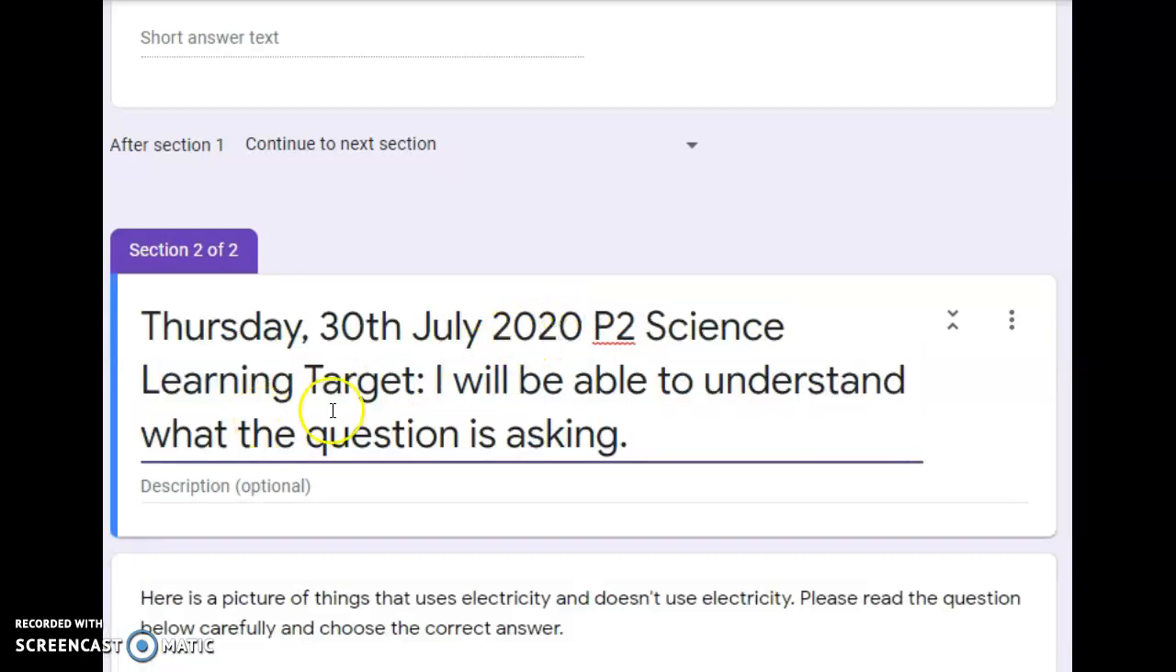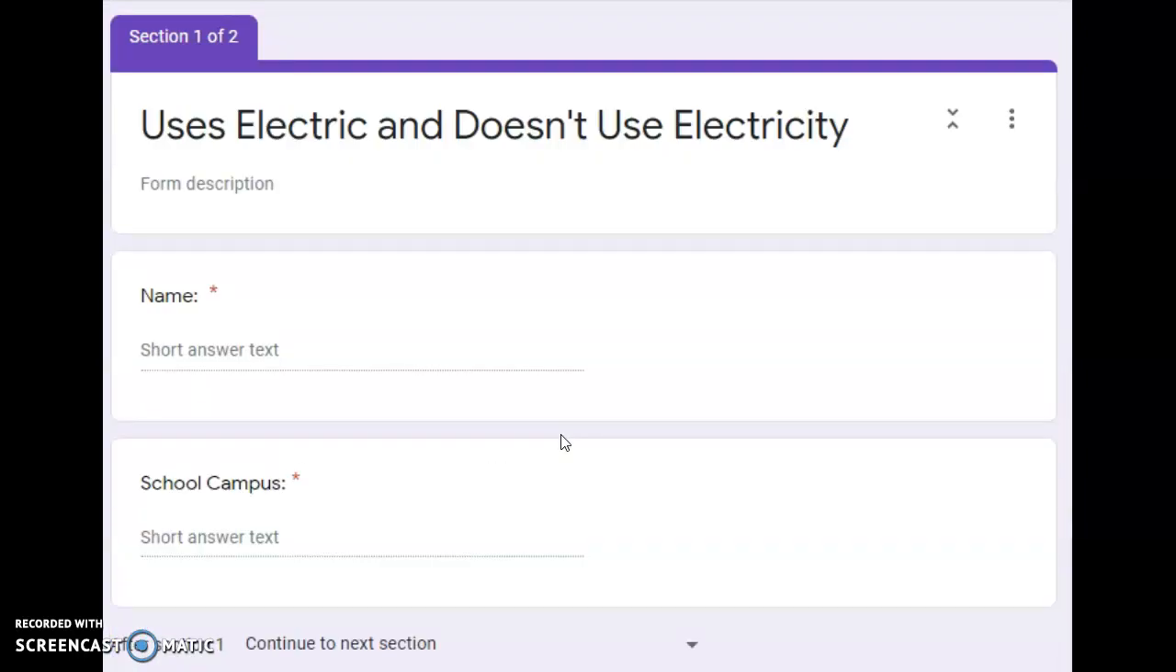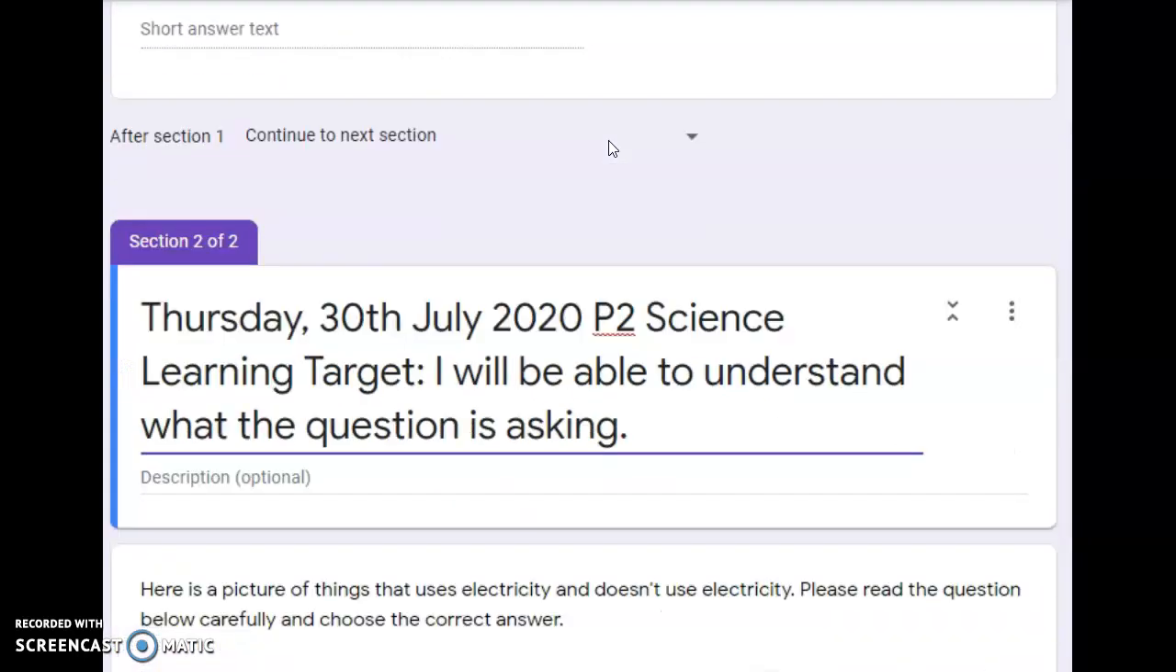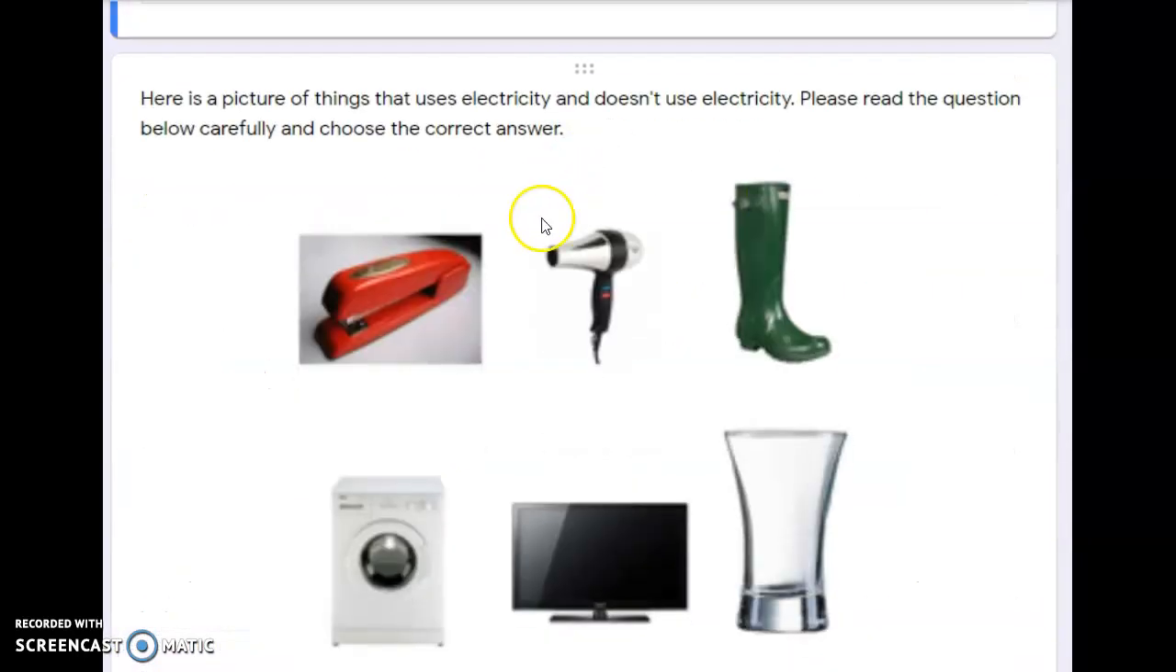Okay, so our learning target is that I will be able to understand what the question is asking. So for this exercise, it's about electricity, things that need electricity and things that don't need electricity. When we say uses electricity, it means things that will work only if there's electricity, and things that don't need electricity, right? So here is an example of a picture.